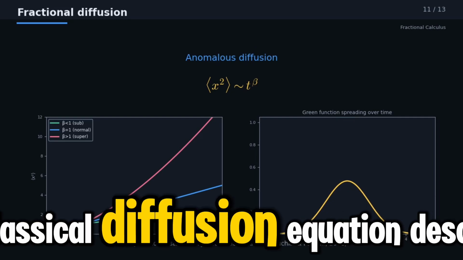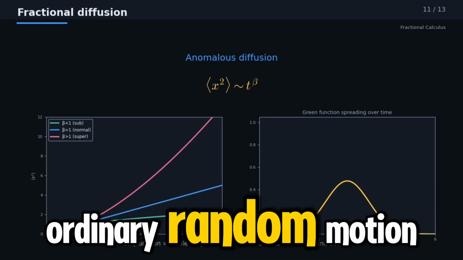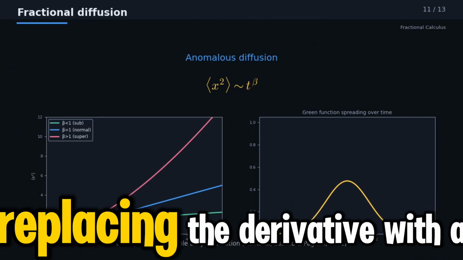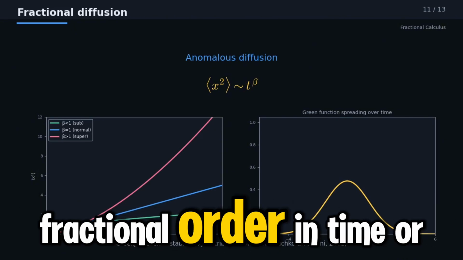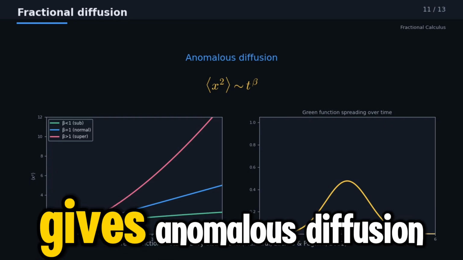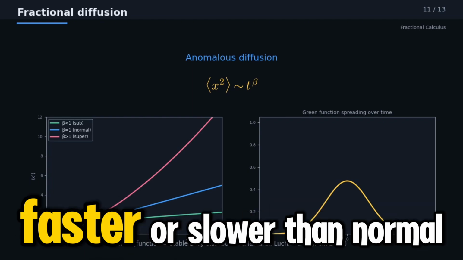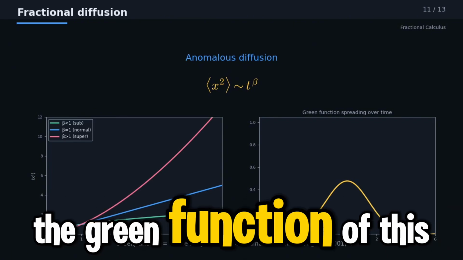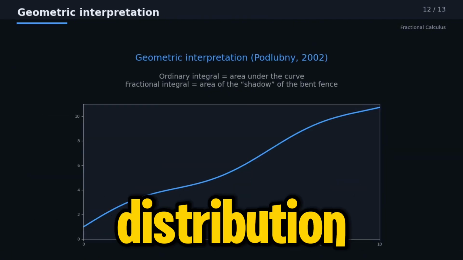This is where fractional calculus shines in practice. The classical diffusion equation describes ordinary random motion, with variance growing linearly in time. Replacing the derivative with a fractional order in time or in space gives anomalous diffusion, faster or slower than normal. According to Mainardi, Luchko, and Pagnini, the Green function of this equation is a stable Levy distribution.